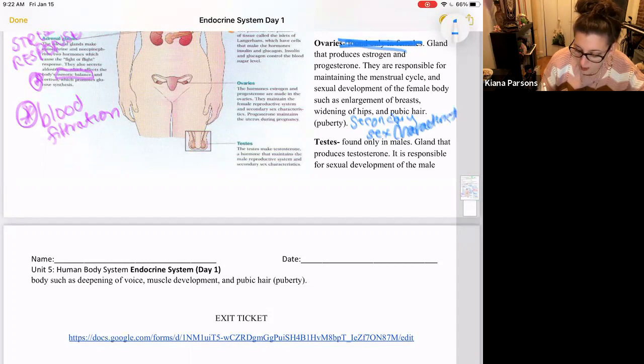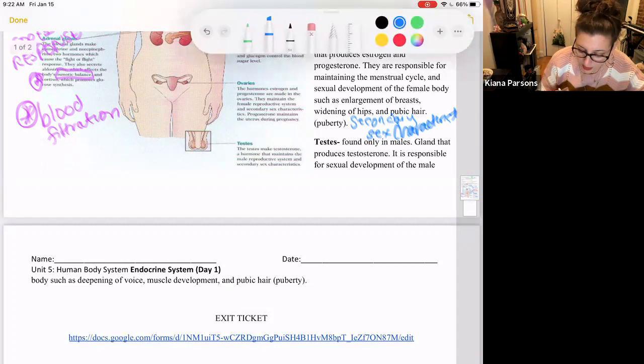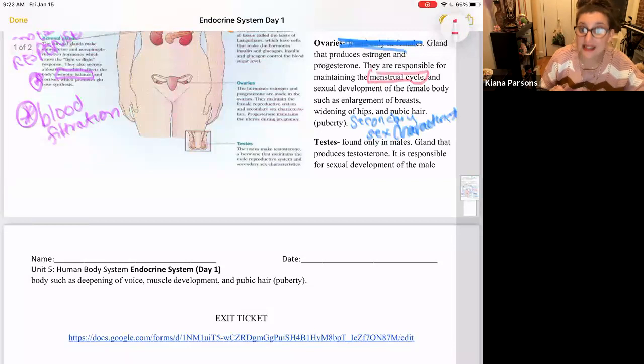Yes, but the full complement of hormones that is produced by the ovaries is responsible for maintaining and regulating the menstrual cycle and pregnancy, and maintaining a healthy pregnancy. But we'll talk a lot more about that when we get to the reproductive system.